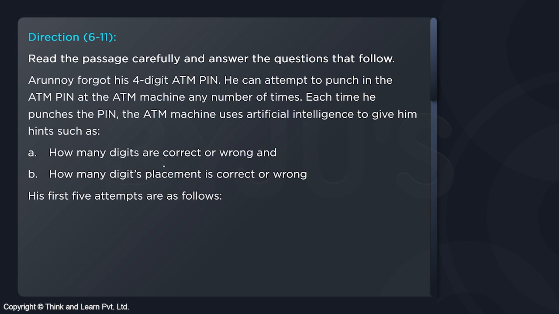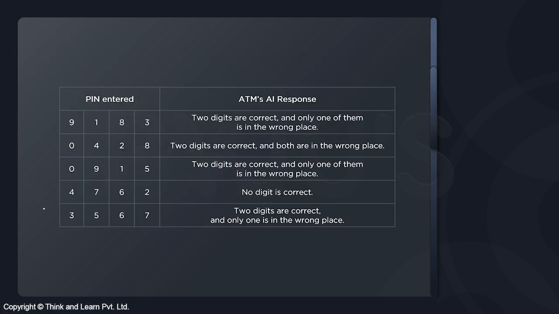So what do I mean by digits are correct or wrong? It's a 4-digit pin. So he's just telling that out of all the 4 digits that you have put in, how many of them are there actually in the pin? And how many digits placement is wrong? That means how many of the right ones are placed at the right place as well. That's also important. So his first 5 attempts are these.